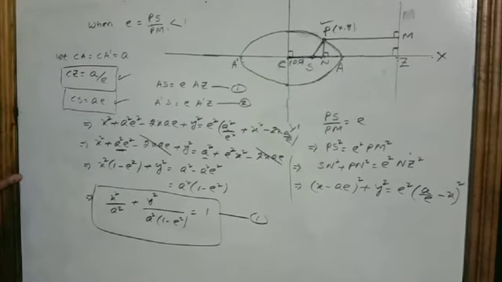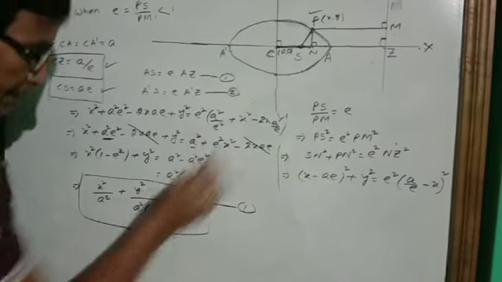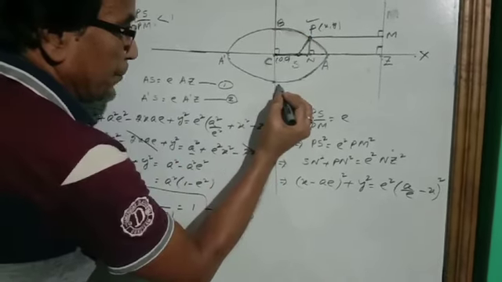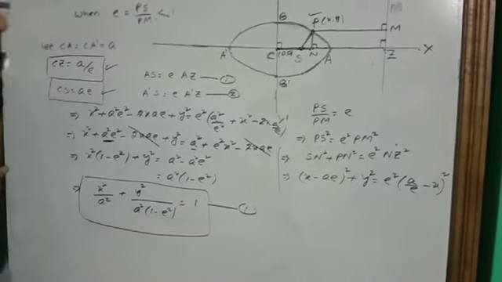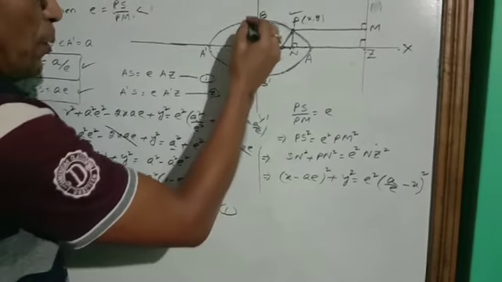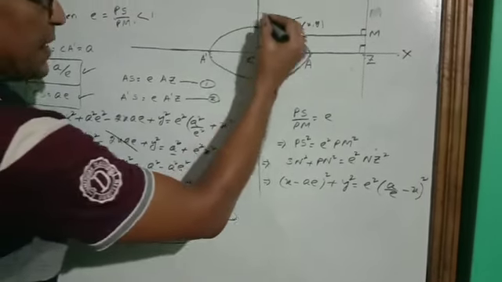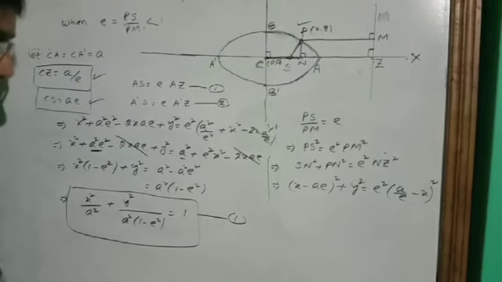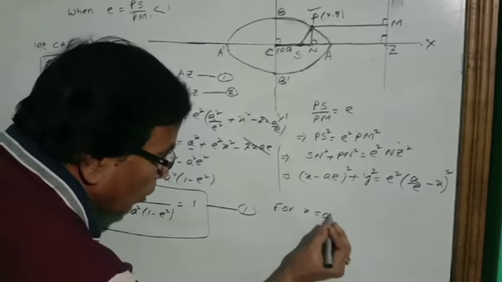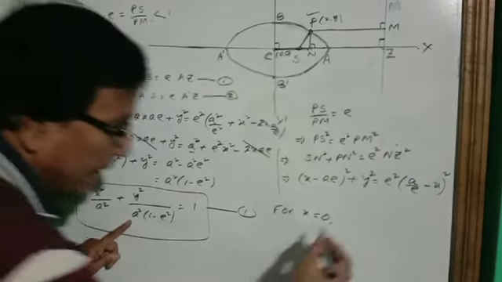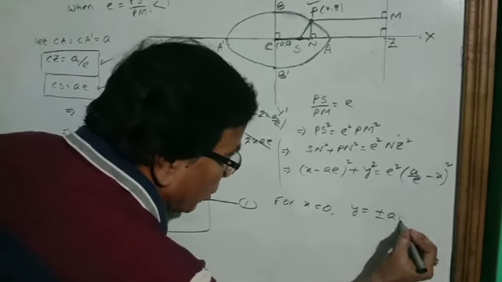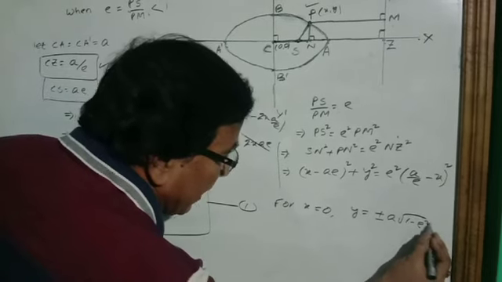Now here we will see that this ellipse meets the y-axis at the points B and B dash. So how to find out the coordinates of the points B and B dash? The points at which this ellipse meets the y-axis, its x coordinate must be equal to 0. So for x is equal to 0, we are getting y is equal to plus minus a into square root of 1 minus e square.